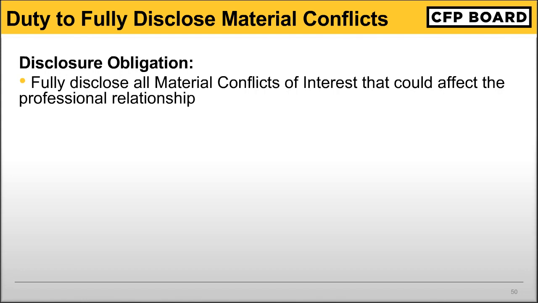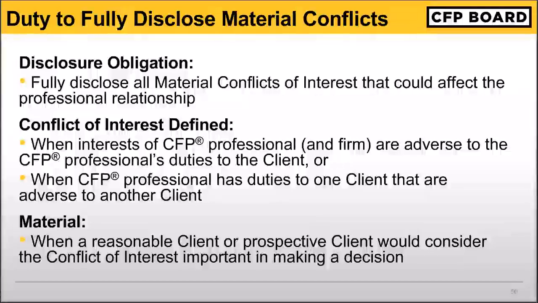The code and standards define both material and conflict of interest. A conflict of interest arises when a CFP professional's interests, including the interest of the CFP professional's firm, are adverse to the CFP professional's duties to a client, or when a CFP professional has duties to one client that may be adverse to another client. If a reasonable client or prospective client would not consider the conflict information to be important in making a decision, then the conflict of interest is not material.